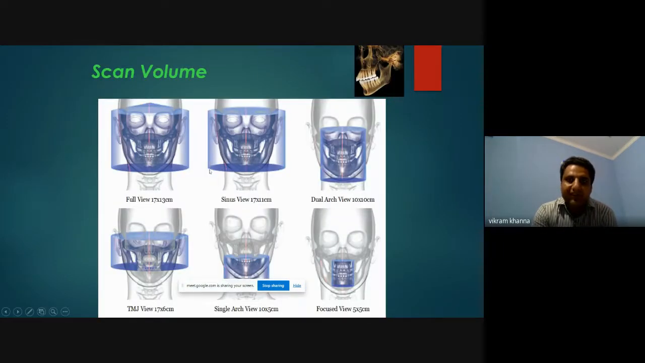These are all the scan volumes present in our machine. From 5 by 5 centimeter, this is for single arch. 10 by 5 centimeter. Then 17 by 6, which we basically use for TMJ. Dual arch is 10 by 10 centimeter. If you want to take only the sinuses, then it is 17 by 11. And if you want to take full volume, that is 17 by 13 centimeter.